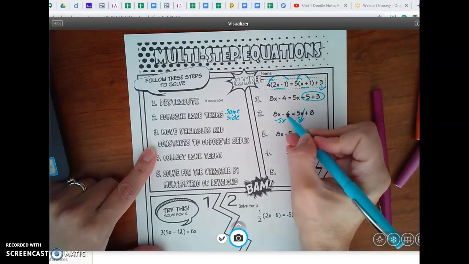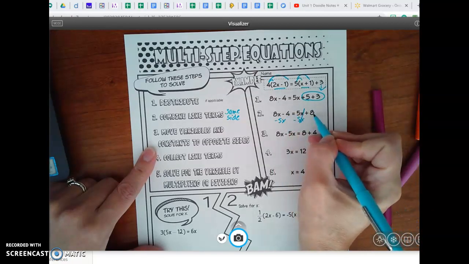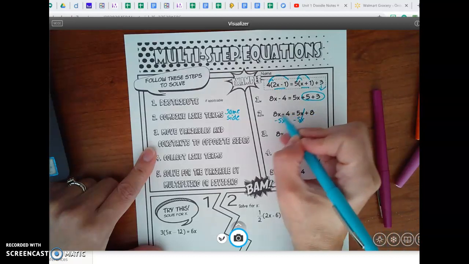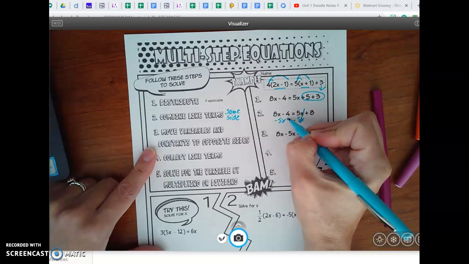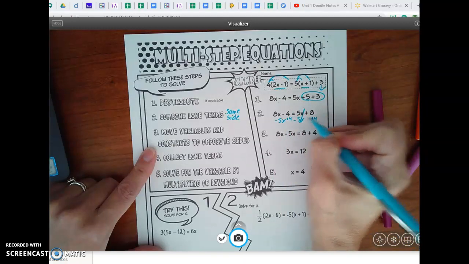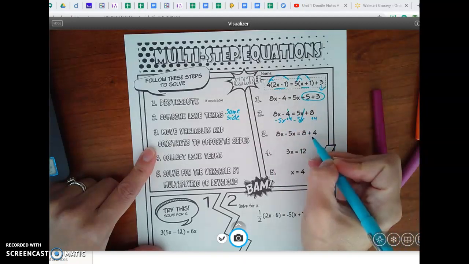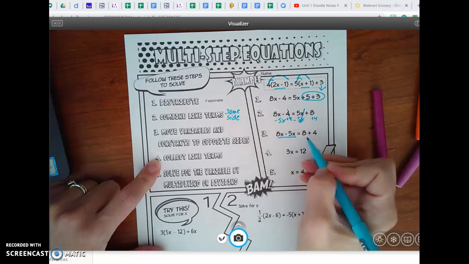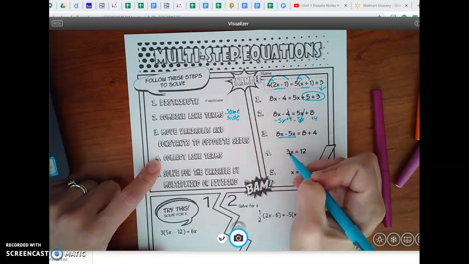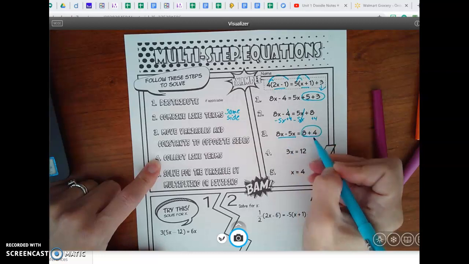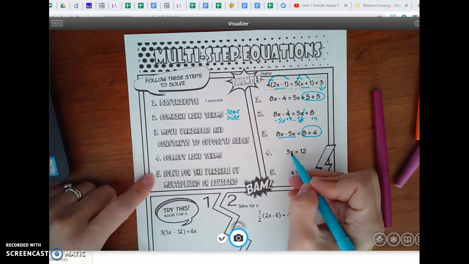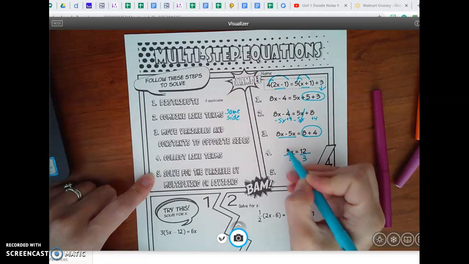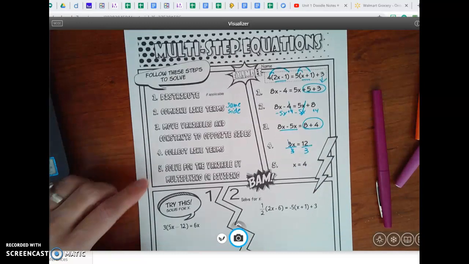Those cancel. And then I have a negative 4 and a positive 8, and remember I want to get everything away from this x. So I'm going to do the opposite here, and I am going to add 4 to both sides. That cancels, and they show that 4 here. Then you're going to collect these like terms again. So 8x minus 5x is 3x, and 8 plus 4 is 12. And then finally, to get x all by itself, I do the opposite of multiplying by 3, which is dividing by 3, and that gives me my final answer.